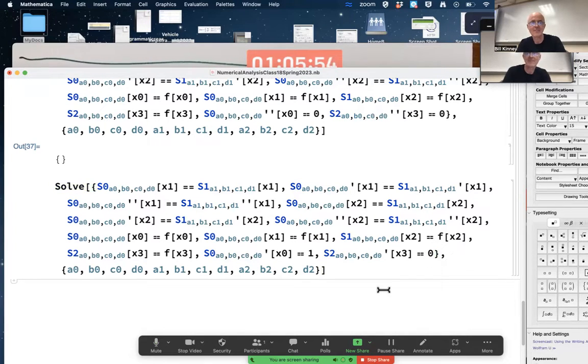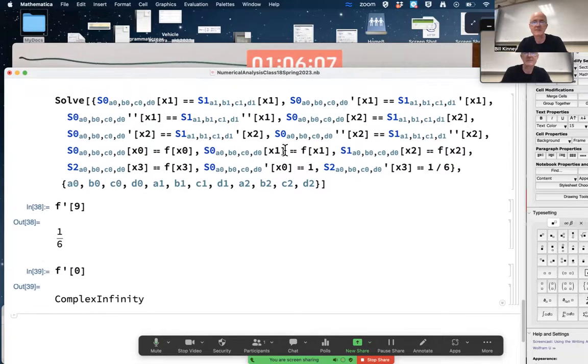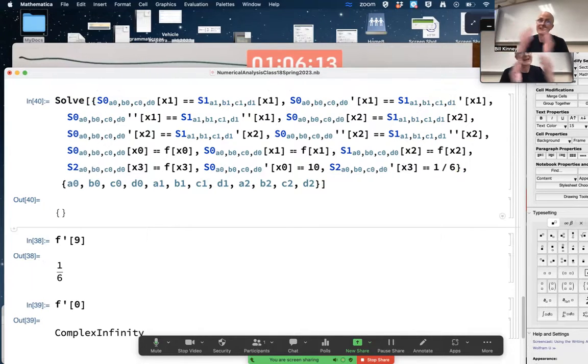I mean, f prime of 9 could be matched up, 1/6, I could do that. But the derivative of the square root function at 0 is undefined. F prime of 0 is undefined, complex infinity. So it'd be problematic here. I mean, I could pick a big number like 10 or something, see if it gives an answer, but it's not giving an answer. So I'm not quite sure what the problem is.